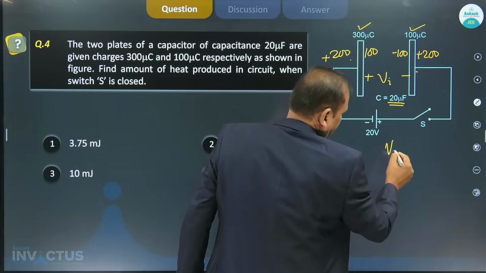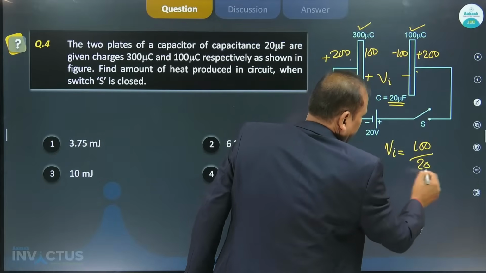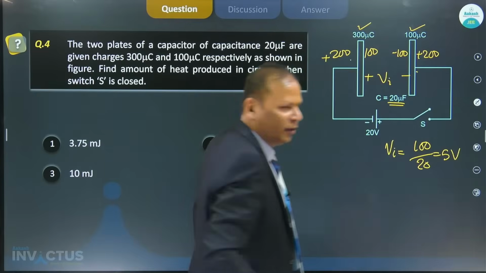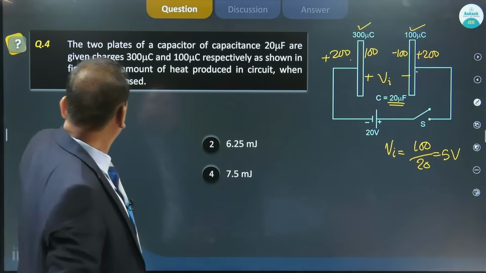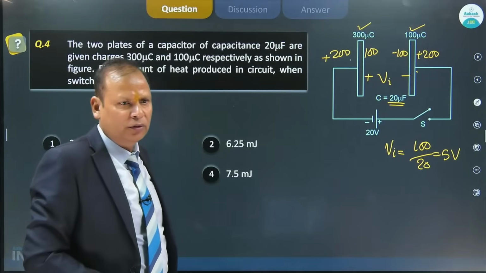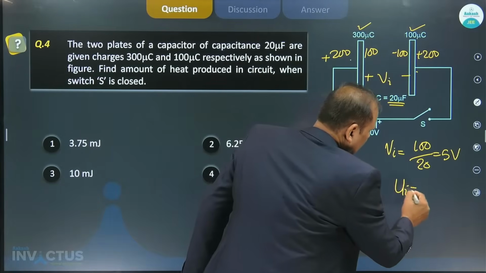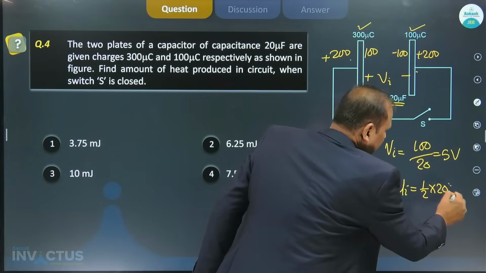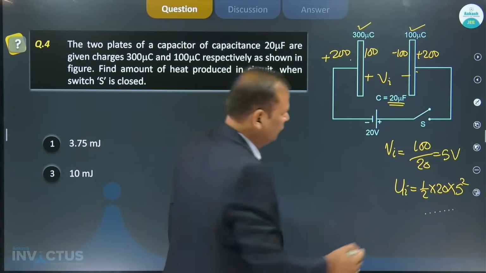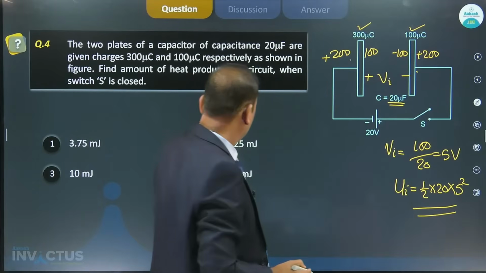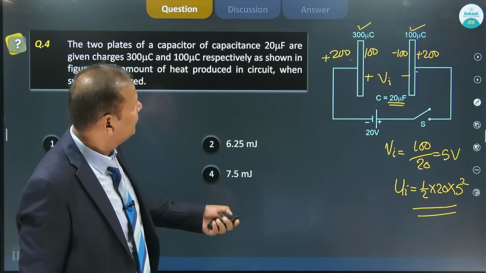V initial is Q by C, 100 by 20, that is 5 volt. The initial potential difference is 5 volt. Because they are asking about the heat produced, certainly we require potential energy. U initial is 1 by 2 into 20 into 5 square, from the equation half CV square. Okay, so let's change the page.